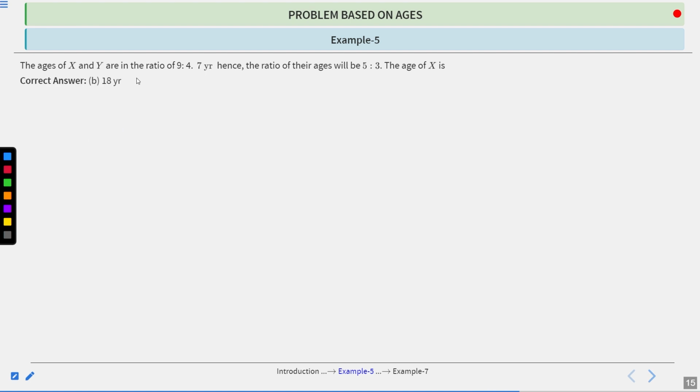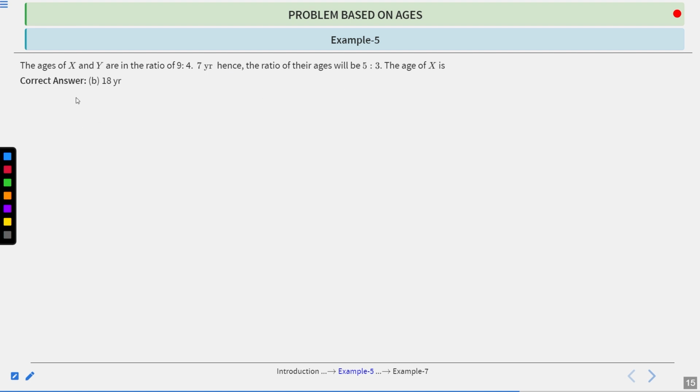Now first we need to understand the question. The question says that the ratio of X and Y's present ages is 9:4. So we can let the age of X be 9x and the age of Y be 4x. Seven years hence, it means after 7 years, the ratio of their ages becomes 5:3. So we can compare it. It means (9x + 7)/(4x + 7) equals 5:3.